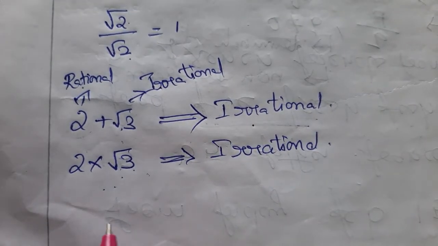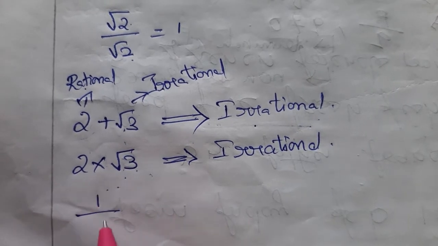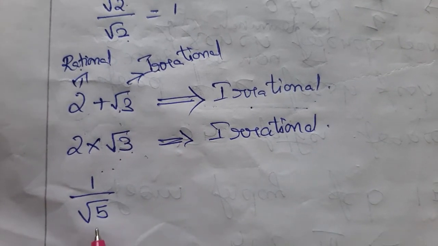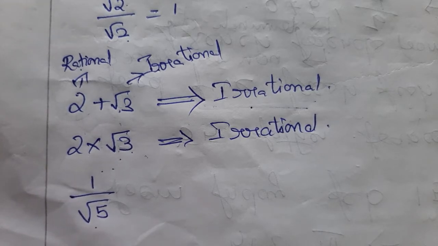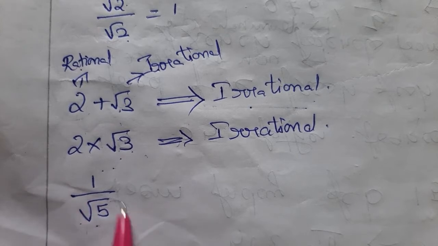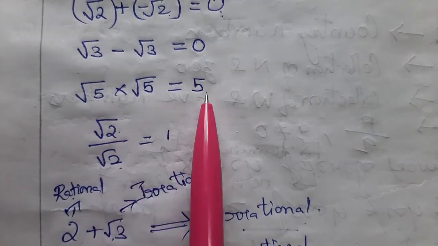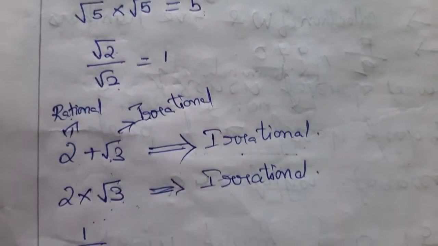Let me see what happens when we divide by irrational numbers. 1 by square root of 5. This is a strange thing that you are looking at, right? You haven't seen an irrational number in the denominator so far. So what happens when there is an irrational number in the denominator? Nothing. We can solve this by changing the irrational number in the denominator into a rational number. How can we change an irrational number into a rational number? Yes, previously we saw that the multiplication of two irrational numbers can give a rational number. Note that this happens if the two numbers are the same, right?